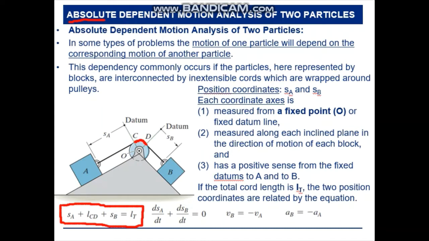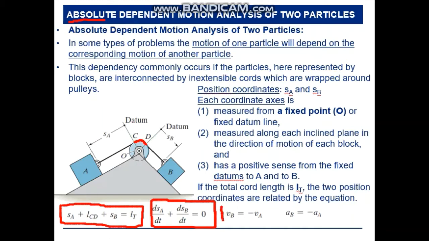Why? Because lCD with respect to time is not going to change. It is going to be the same all the time, even as sA comes to 0 and sB goes along to lT minus lCD, which is the total length minus the pulley arc. It doesn't matter, lCD is going to be constant, and the total length of the cord is going to be constant. If you take the first derivative, it goes to 0. The derivative of this is 0, and the derivative of this is 0. So we will have the velocity of A plus the velocity of B equal to 0.